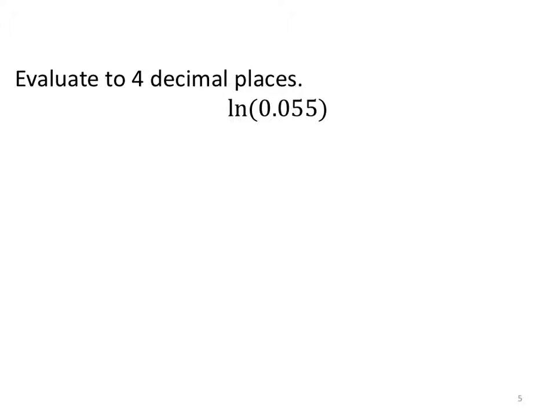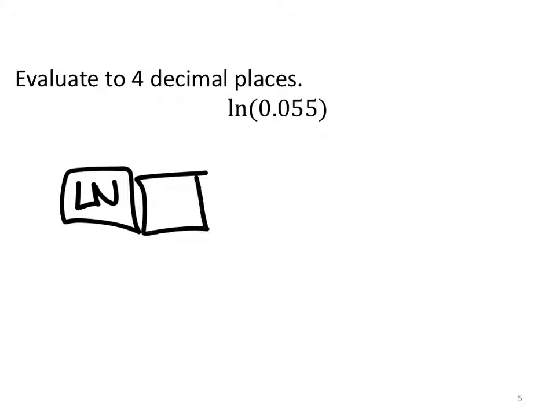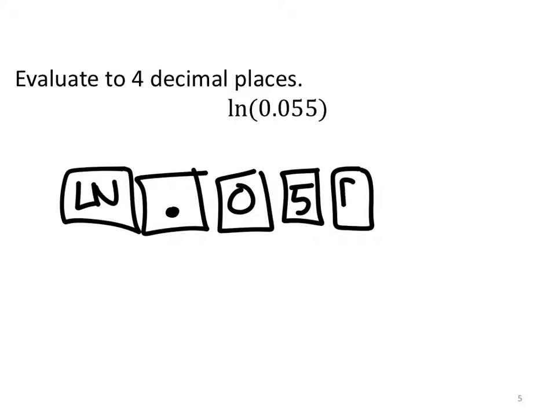Evaluate to 4 decimal places. Same idea on this one. We're just going to punch this into the calculator. So I've got my natural log button. And I don't really need the 0. I can just type the decimal, at least for the calculator anyways. 0.55. And then I push my equal button.